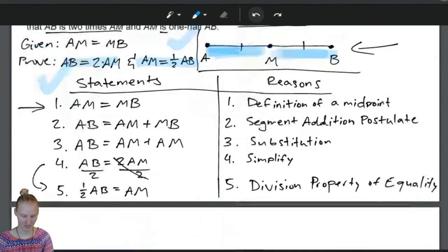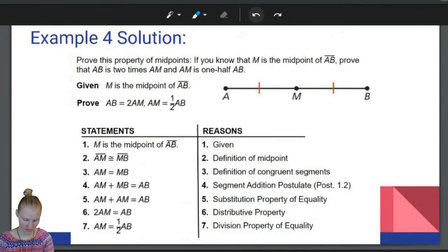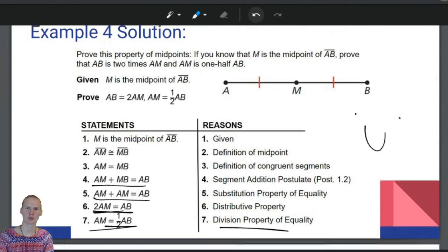So we're done. Let's check our work. We combined steps 2 and 1. They wrote them as 2 different steps. That's okay. Oh, they added this step, so we took that step out, but that's okay. Segment addition postulate, substitution property of equality. They didn't put the simplifying step in there, but that's okay. And then division property of equality. Beautiful. Feels good to finish a proof.